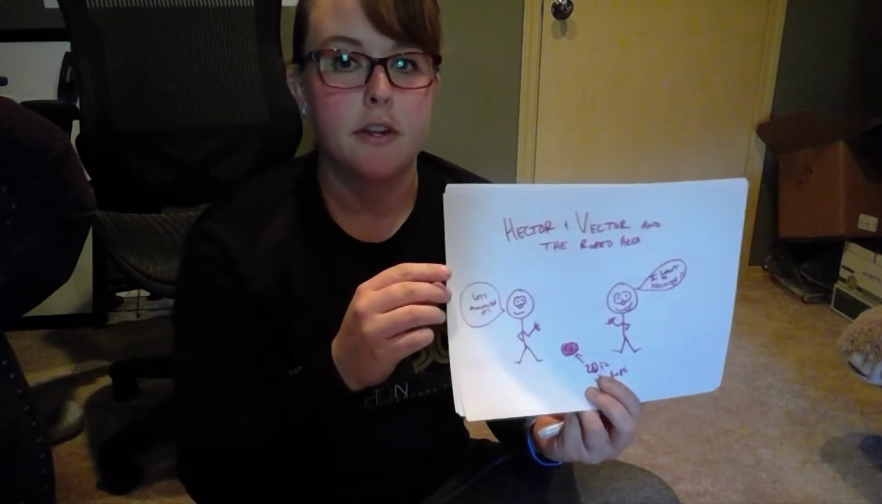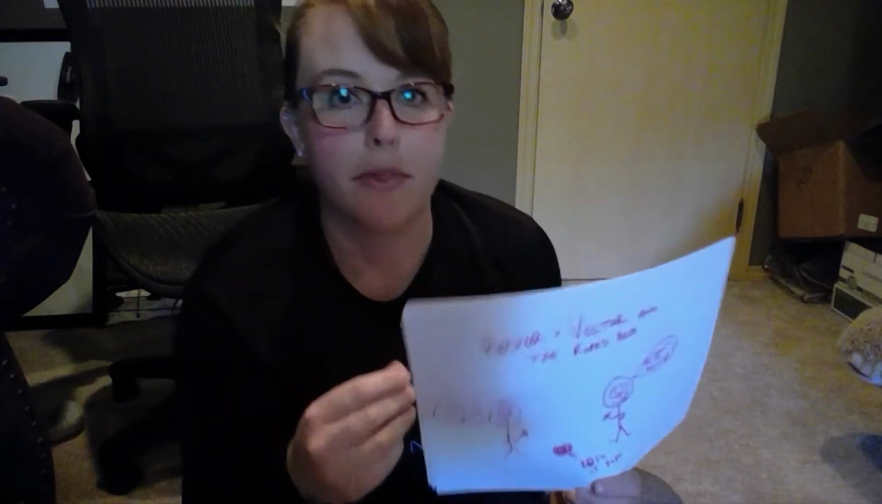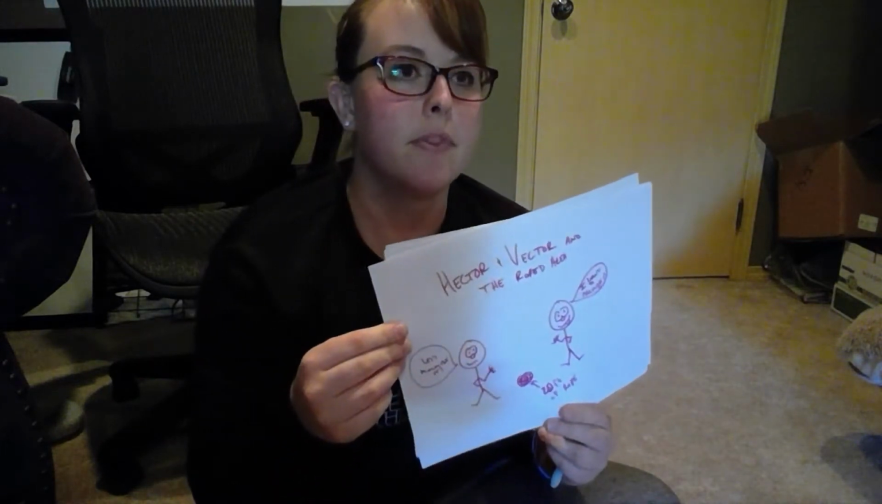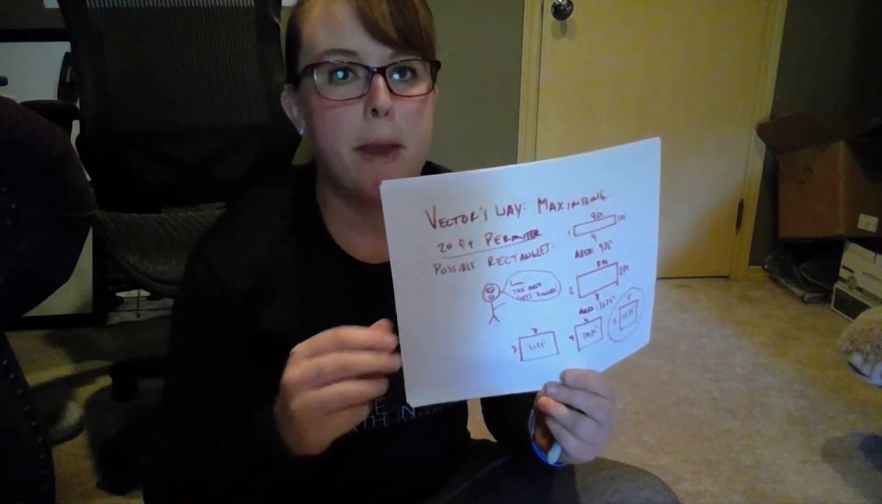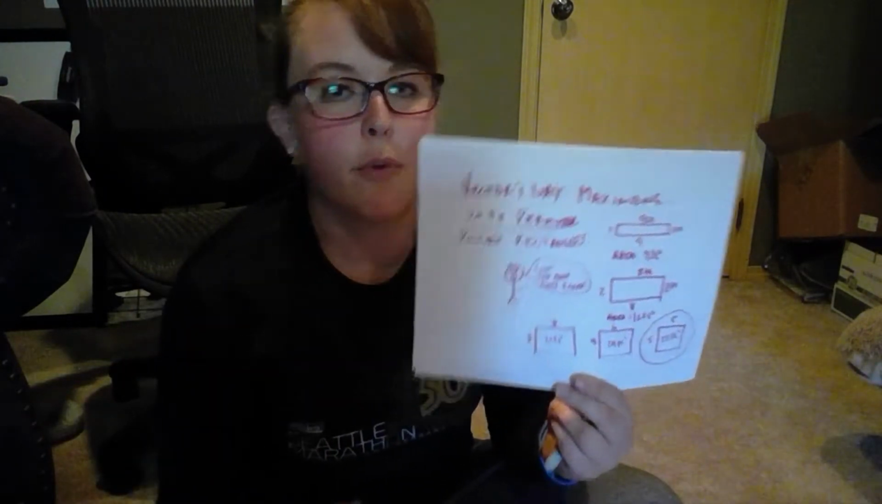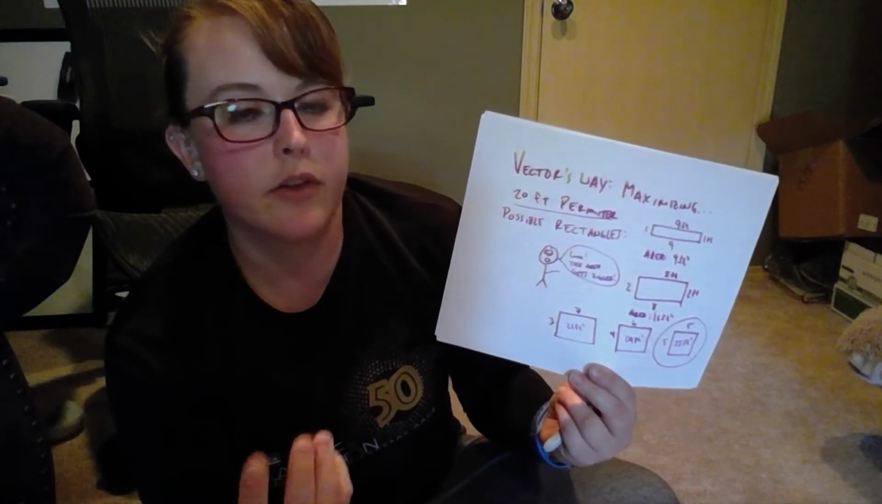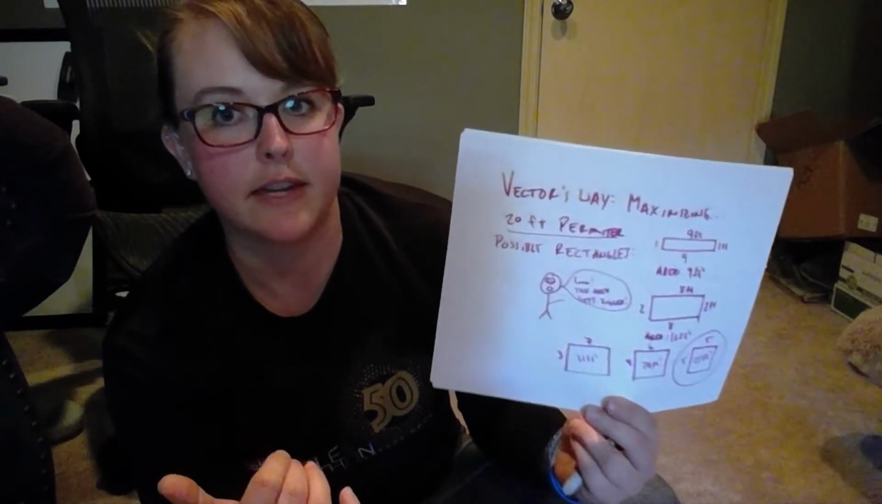So we're going to show they've got 20 feet of rope. We're going to try to maximize and minimize the area with them. First we're going to start with Vector's way, maximizing. That's simpler, at least I think so. They have 20 feet of rope, so that's how big the perimeter can be. Then we're going to look at some possible rectangles that Vector's thinking of.